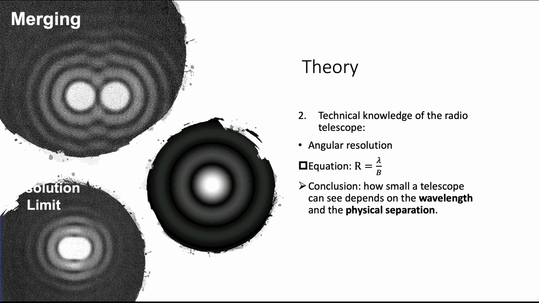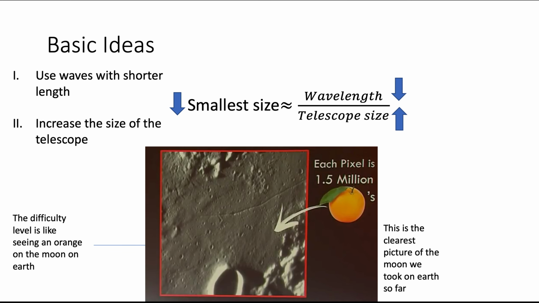And the second theory is the knowledge of the radio telescope, that is angular resolution. Angular resolution, as we learned in physics class, equals lambda over D. So the conclusion is that how small a telescope can see, or how small a difference the telescope can tell between two objects, depends on two things. One is the wavelength and the other is the physical size. So to decrease the smallest size we can see with the telescope, we can either reduce the wavelength we observe or build a larger telescope.